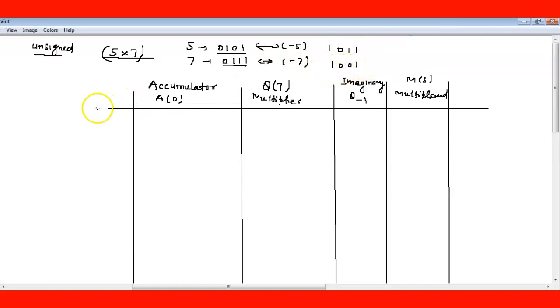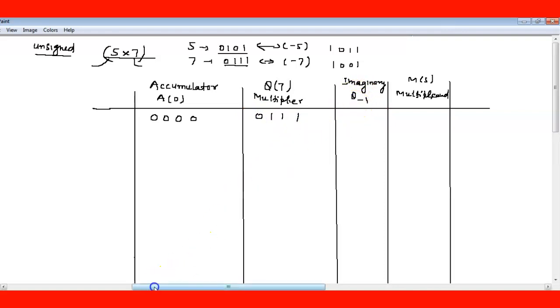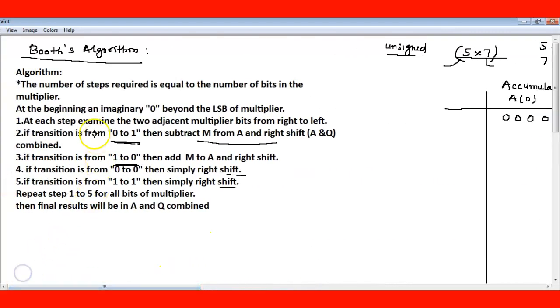First we will write the values for the accumulator. The accumulator is initially 0 0 0 0, because we are doing 4-bit numbers. So write the 4-bit number in the accumulator, and all the values are 0. This is the multiplier; I have told you this is called the multiplicand and this is called the multiplier. The multiplier is 7, so in binary we can write 0 1 1 1. And this is the imaginary bit, which we have to take as per the algorithm I have written here.